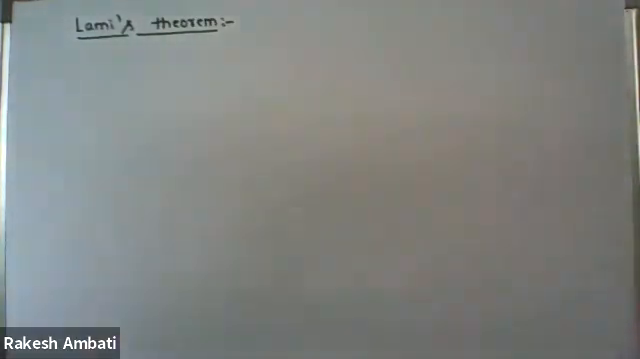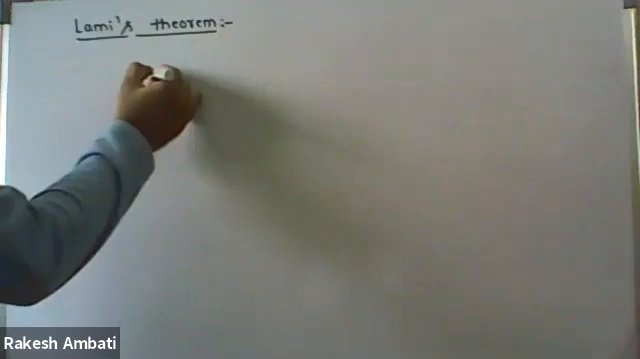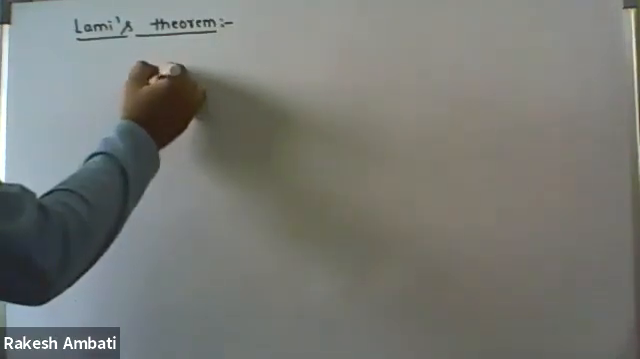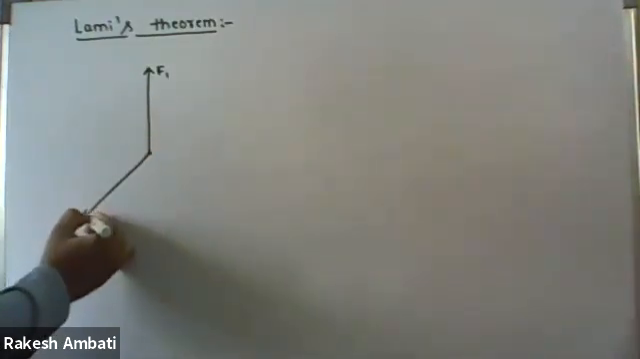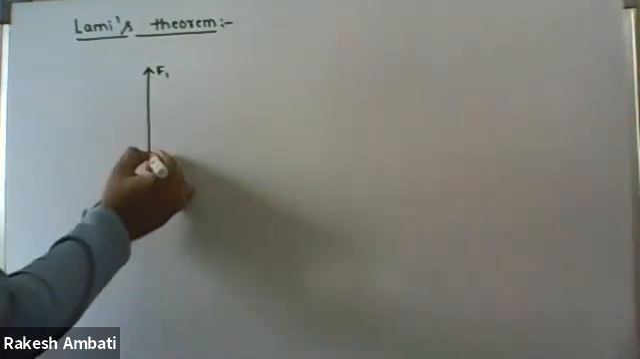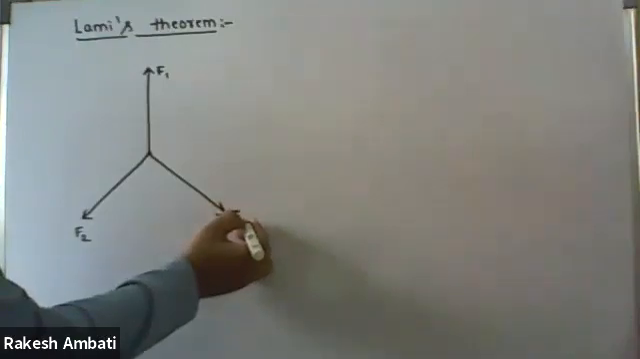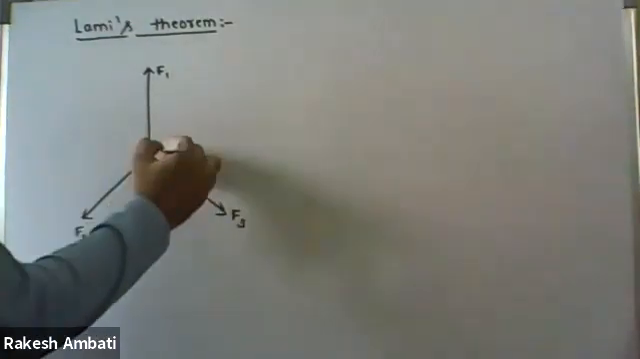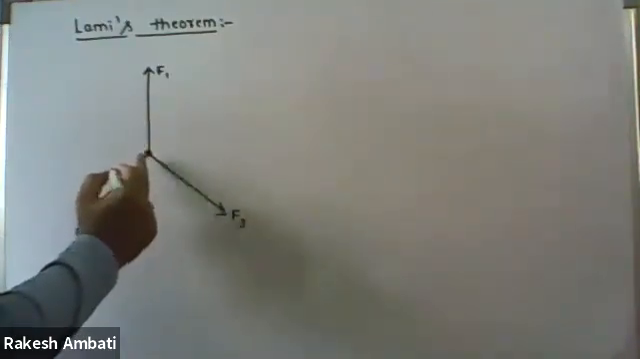So again, a small revision. What is Lami's theorem? For example, at a point, this is the force F1 acting, this is the force F2 acting, and this is the force F3 acting. So all three forces are acting at a point, and this point is at equilibrium.